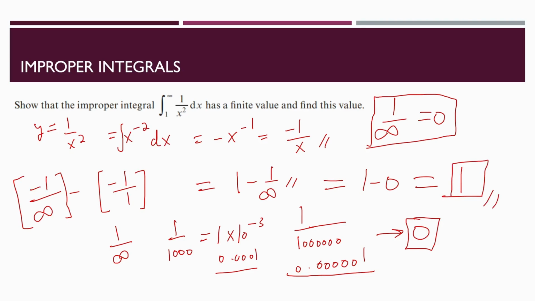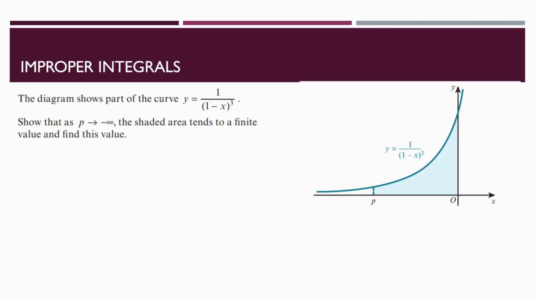Let's try another question on this. Okay, so here we go. We have another type of question. The diagram shows part of the curve y is equal to 1 over (1 minus x) cubed. Show that as p approaches negative infinity, the shaded area tends to a finite value, and find this value. As you can see, it is just the same type of question, so we don't have to panic. We just have to apply what we already know.